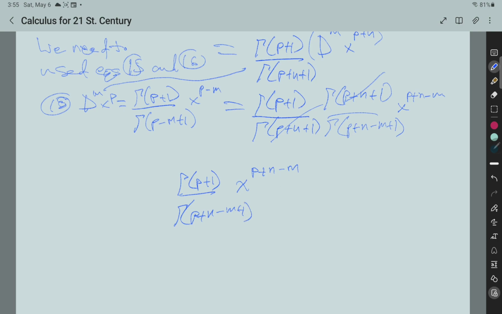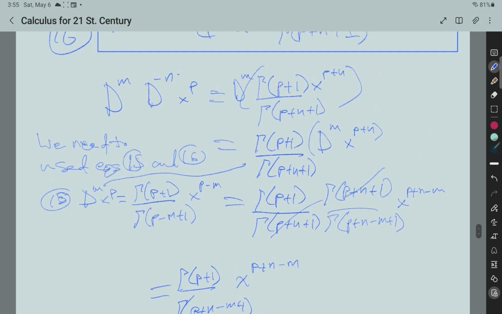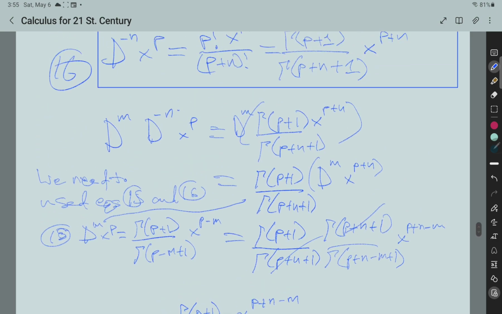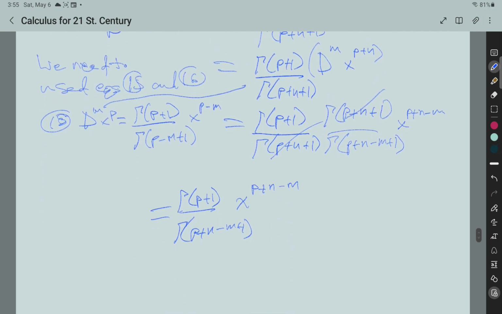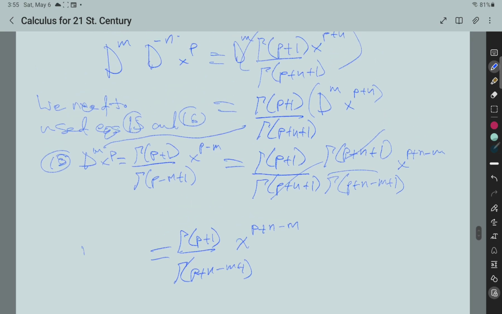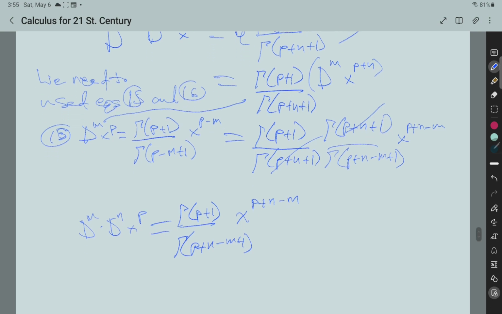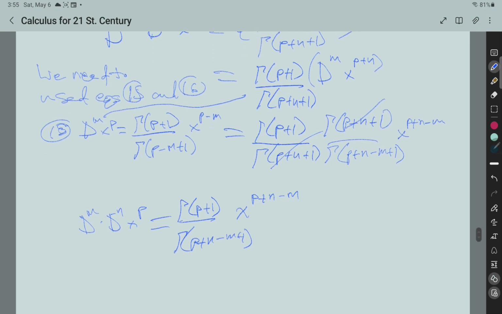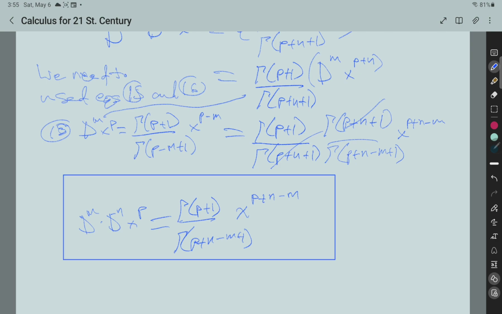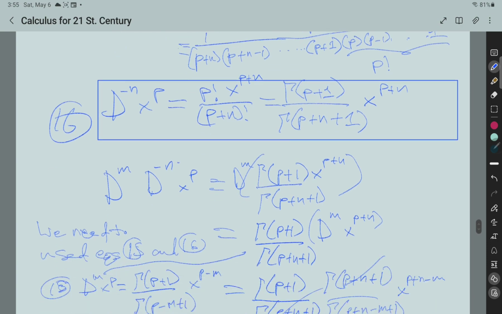Okay, now this is equal to d^m d to the minus n of x^p. So I'm gonna box this. Equation 17.